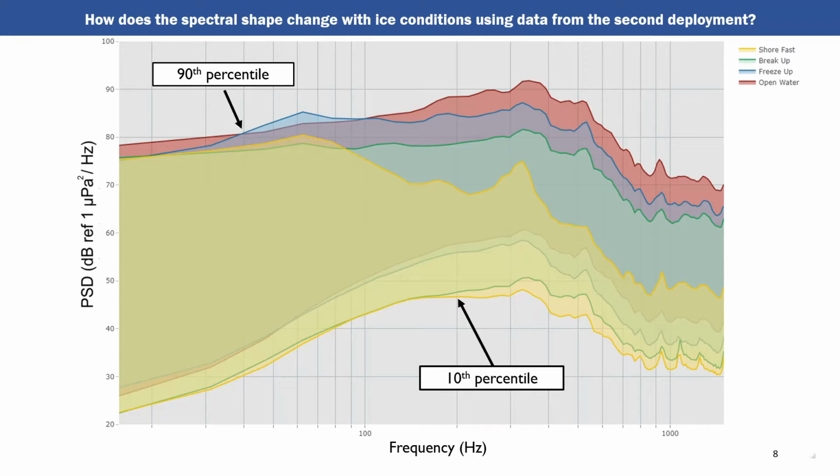So at lower frequencies, regardless of the seasonality of the ice, the distributions are not changing. So you have high variability, but it's not changing because of the seasonality of the ice. Now at higher frequencies, we start to see a change. So as you go higher in frequency, you have your minimum levels during shore fast ice and your maximum levels during open water. Another thing you see during shore fast ice is this thinning of the distribution, so less variability in those levels.